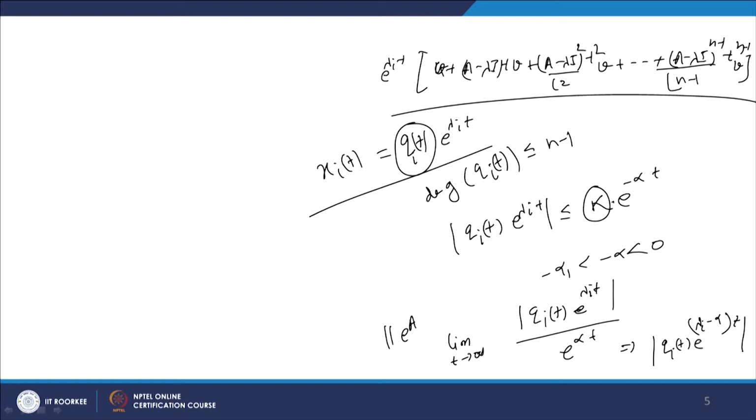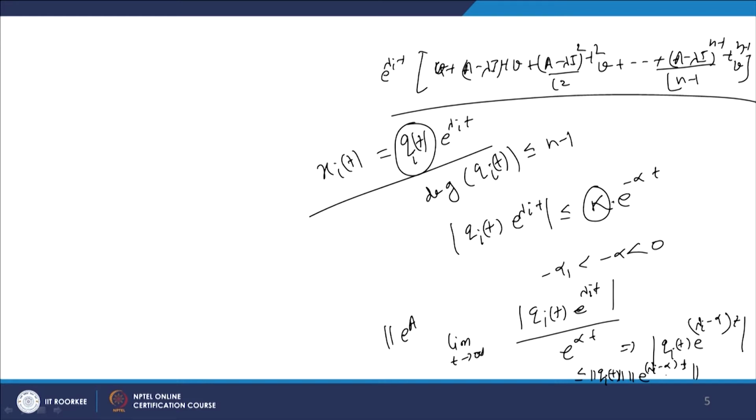Now, if you look at what is lambda_i minus alpha, if we are looking at the norm here, then it is less than or equal to the norm of q_i(t) into the modulus of e to the power (lambda_i minus alpha) t, right.